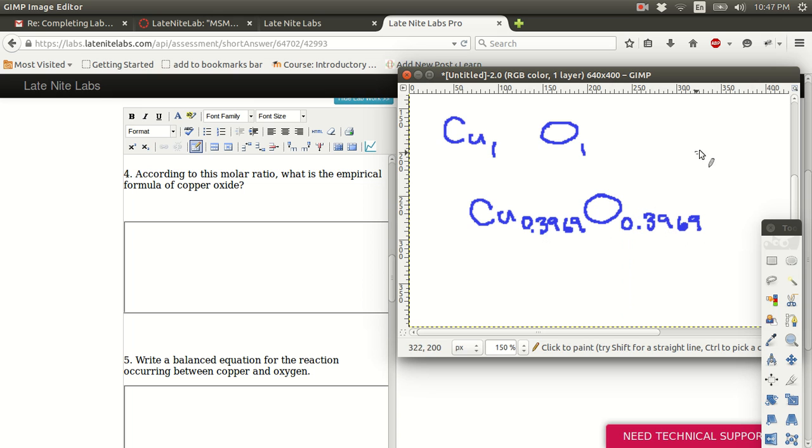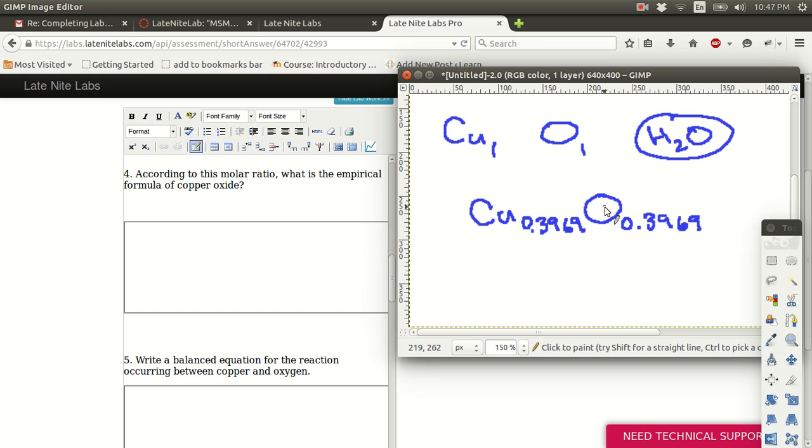This is the formula, in much the same way as H2O is the formula for water. There are 2 H atoms and 1 O atom in every H2O molecule. So in every copper oxide unit, there are 0.3969 copper atoms and 0.3969 oxygen atoms. However, you can't have 0.3969 copper atoms or 0.3969 oxygen atoms. You can't have a fraction of an atom.